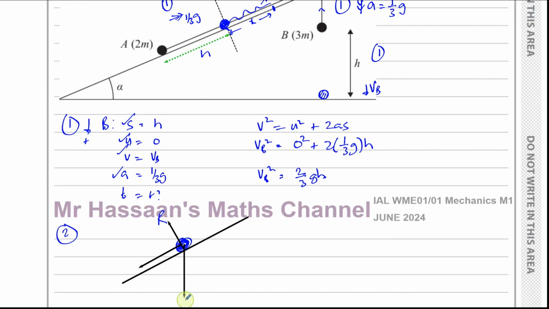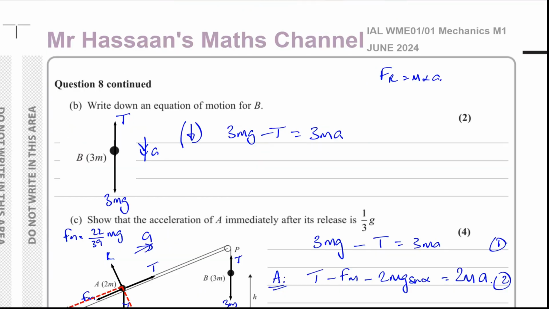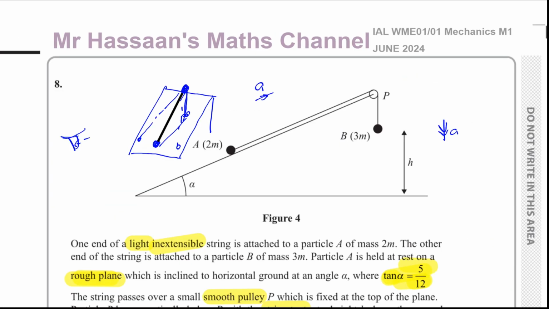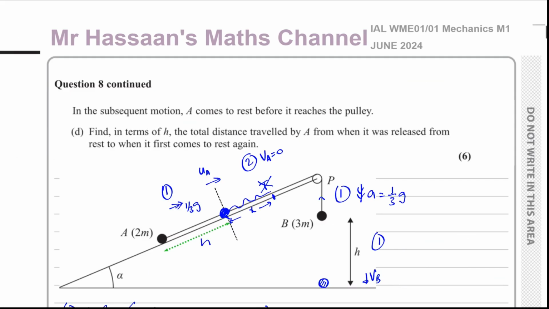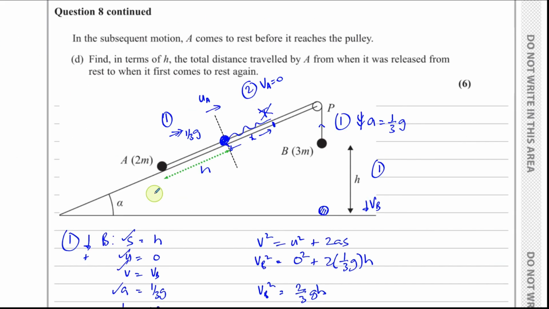So you have the reaction force. You have the weight, which is 2 mg. And you have the frictional force, F max. Now, is F max going to be the same? Yes, because mu is the same, R is the same. So F max is still going to be the same value, which was 22/39 mg.